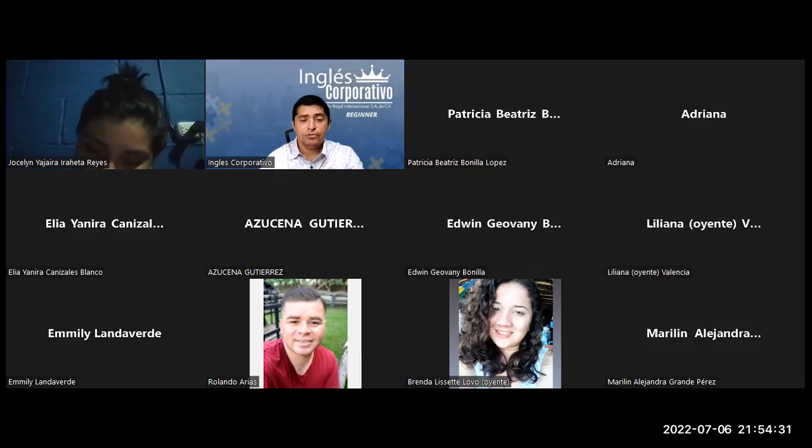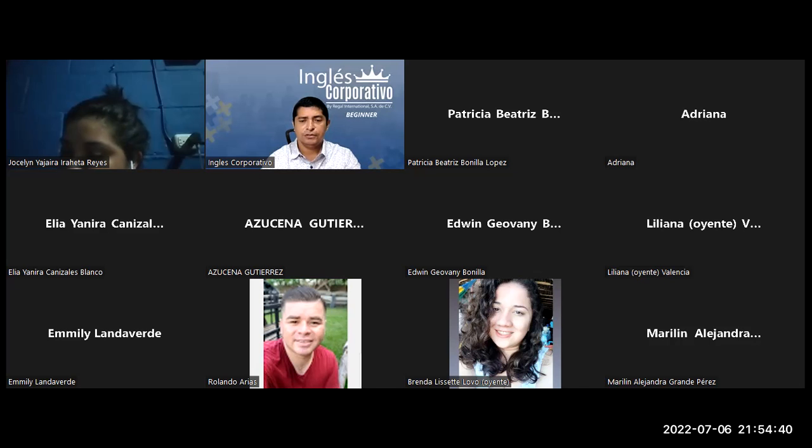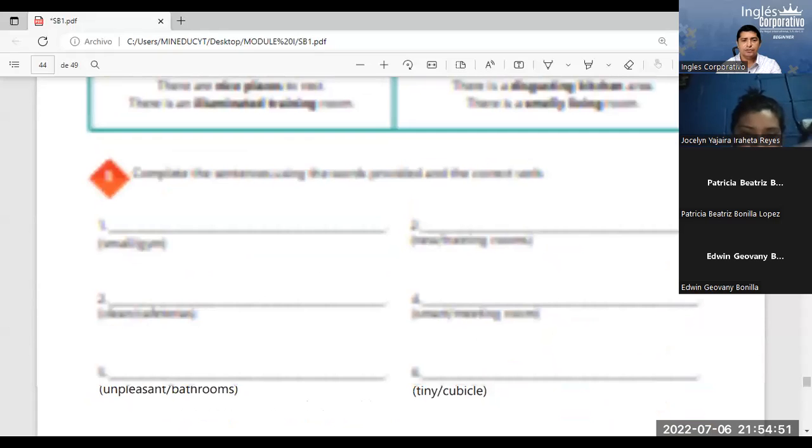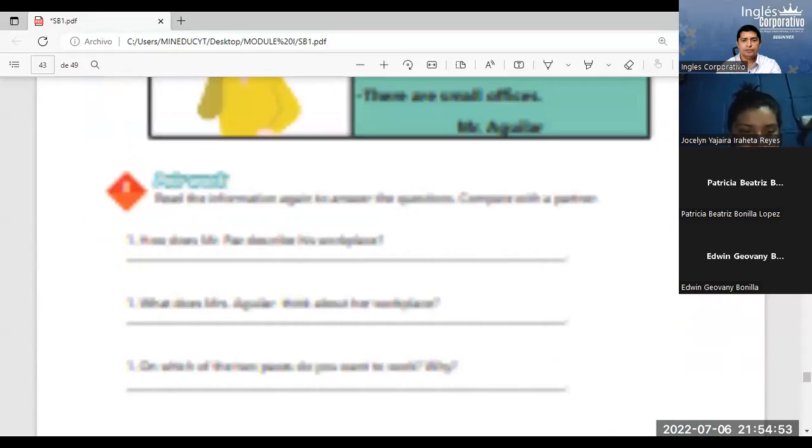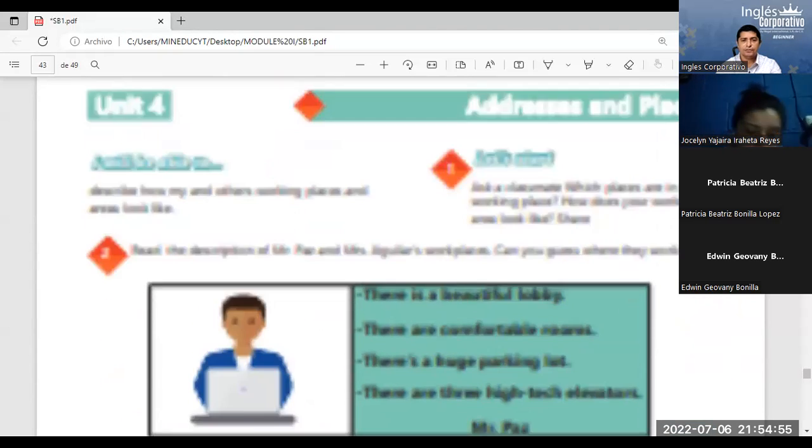Bueno, para quienes no lo hicieron, les va a quedar de tarea. Veamos el material así rapidito. En algo más que había que trabajar en el ejercicio 5, pero espérese que se activó demasiado el mouse. Se fue volando hacia otra que no es.